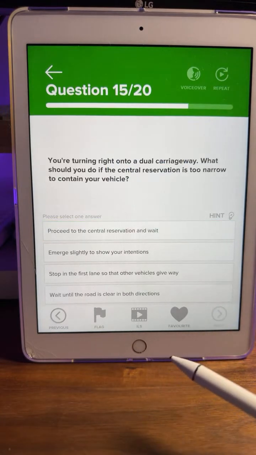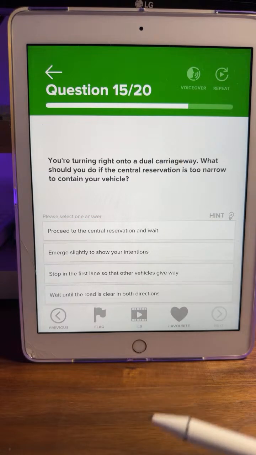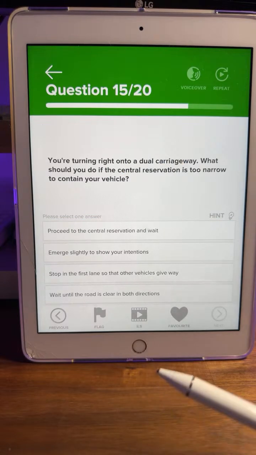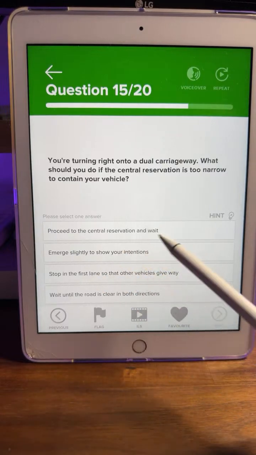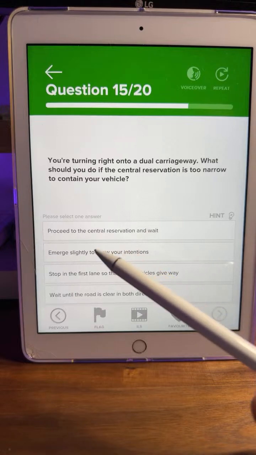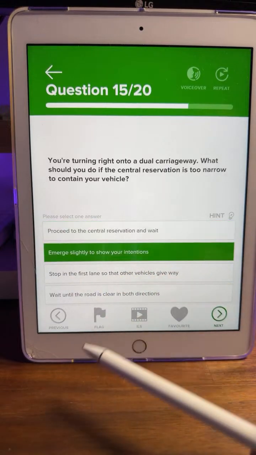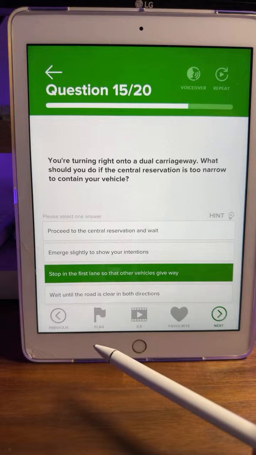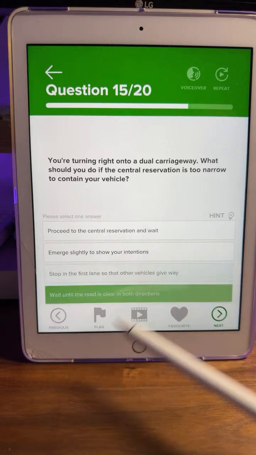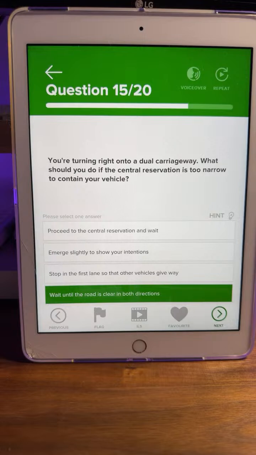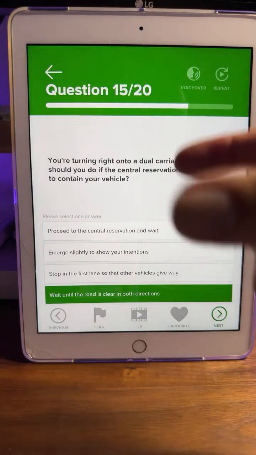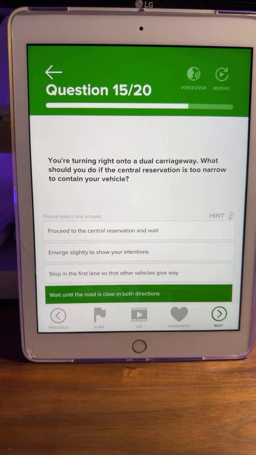Okay, question 15. You're turning right onto a dual carriageway. What should you do if the central reservation is too narrow to contain your vehicle? A, proceed to the central reservation and wait. B, switch the indicator on and emerge slightly to show your intentions. C, stop in the first lane so that other vehicles give way. Or D, wait until the road is clear in both directions. What should you do if the central reservation between the two carriageways is too narrow for your vehicle to fit in?